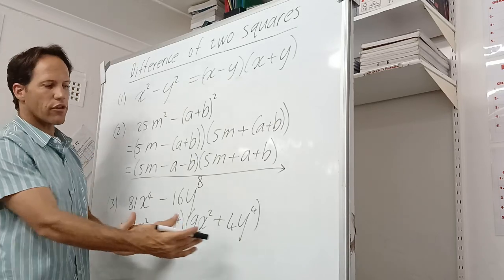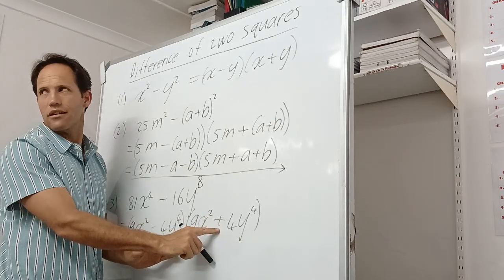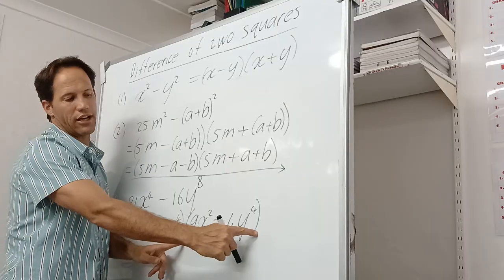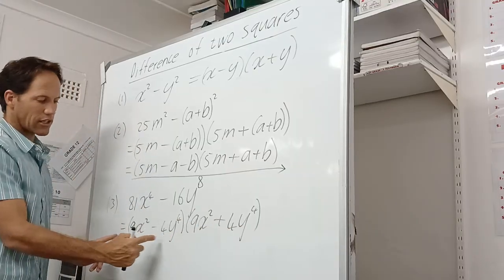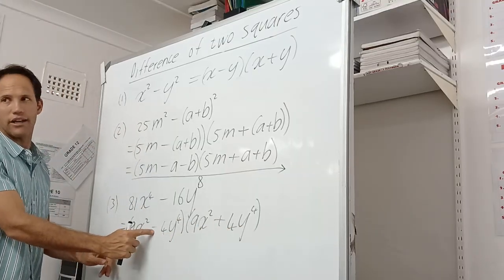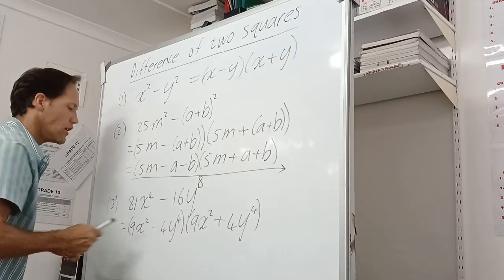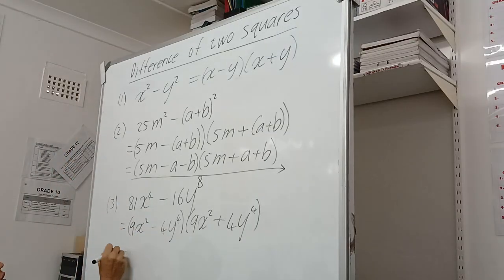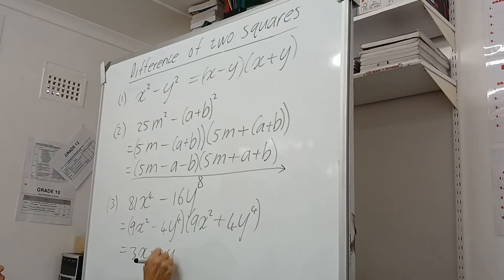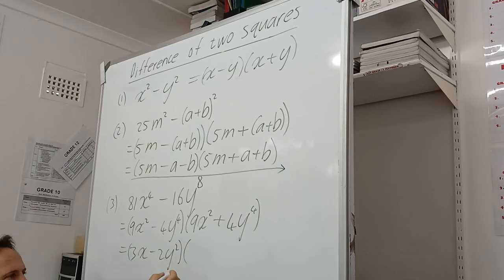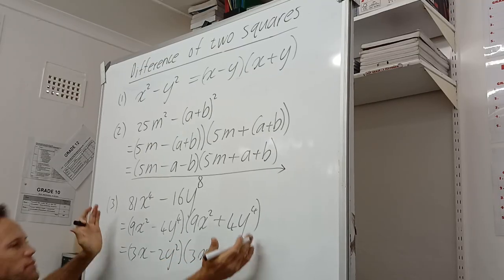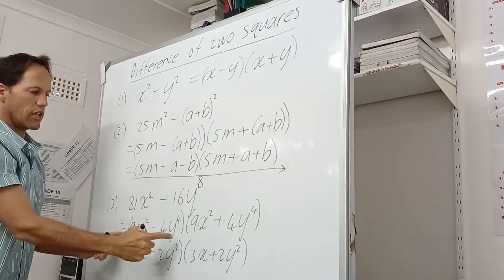So I have to factorize it again. I can't do anything with this one because it's a plus. I can't factorize this part again because it's a plus. But I can factorize this part again because it's got a minus. It's a difference of 2 squares. So now we can say my final answer will be (3x minus 2y squared), and then again (3x plus 2y squared). So this part comes from there.